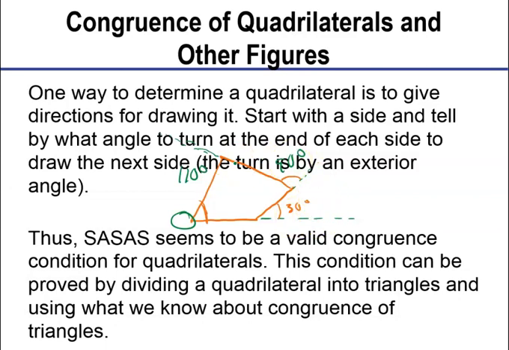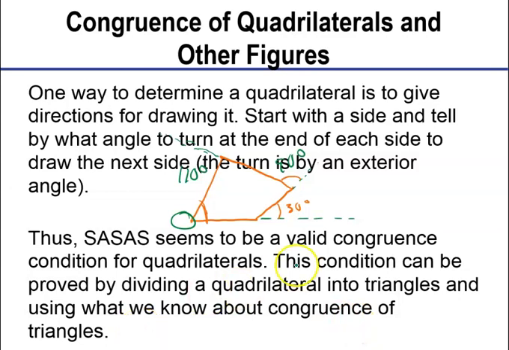But the point we're trying to make here is that a side, angle, side, angle, side. That's what you're doing. You drew a side, then you drew an angle. Then you drew a side, and then an angle, and then a side, and then an angle, and then a side. Seems to be a valid congruence condition for quadrilaterals. This condition can be proved by dividing a quadrilateral into triangles using what we know about congruence of triangles.